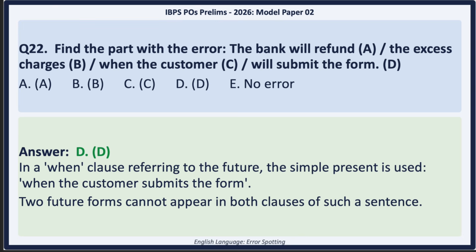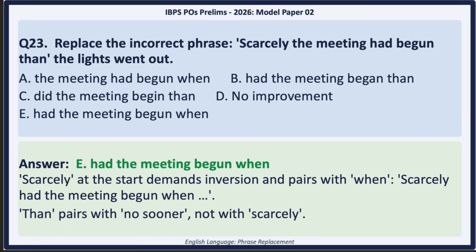Yes. Standard English requires the simple present here. The correct choice is D. Will submit the form must be corrected to submits the form. Right. Establish the future once and let the time clause support it. Precisely. Well, identifying the error is one thing, but fixing it is another. Section 5, questions 23 through 25 is syntactical refinement, phrase replacement.